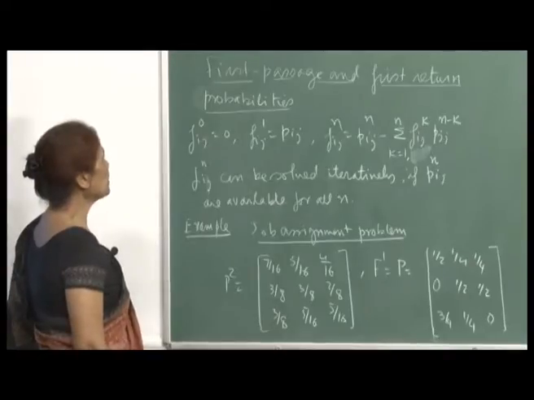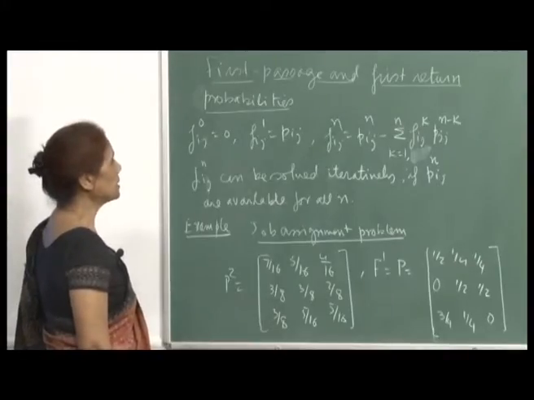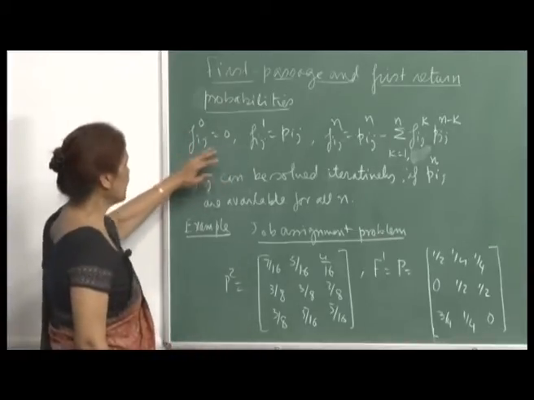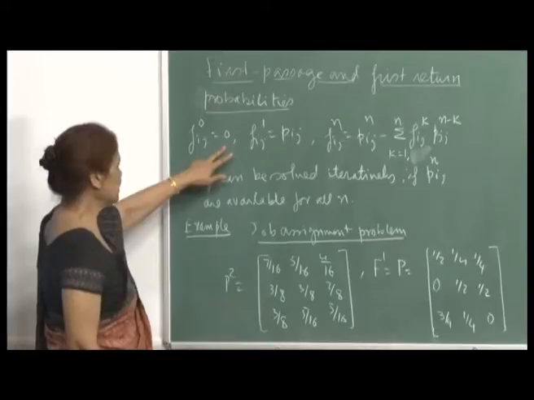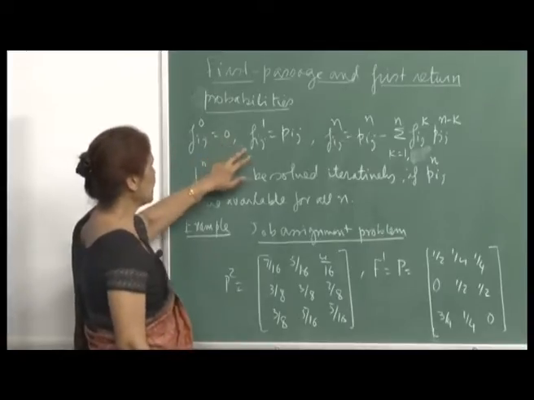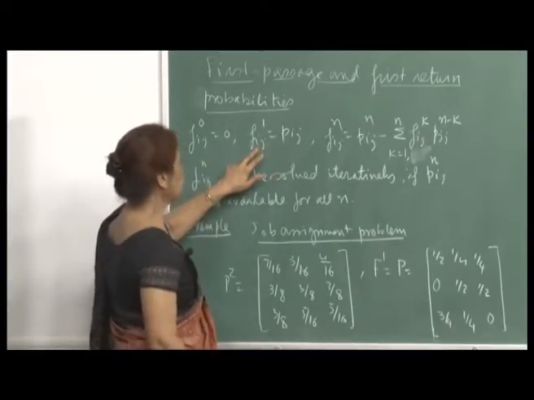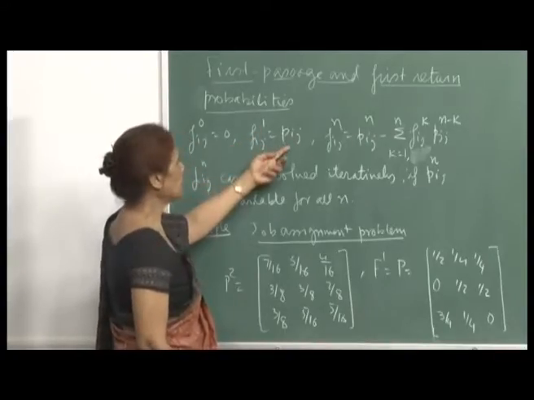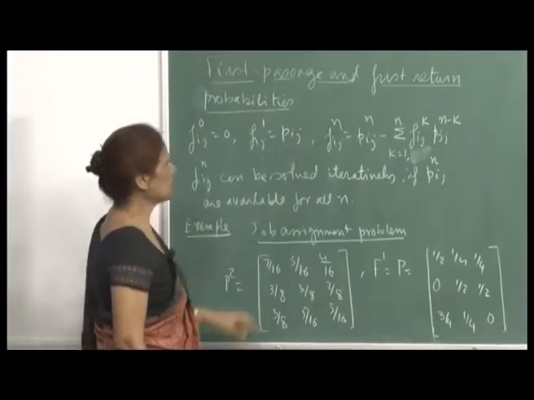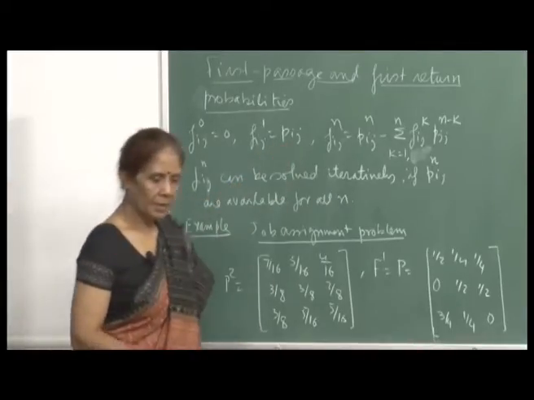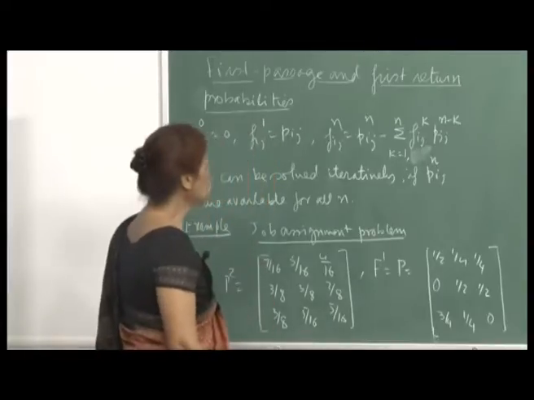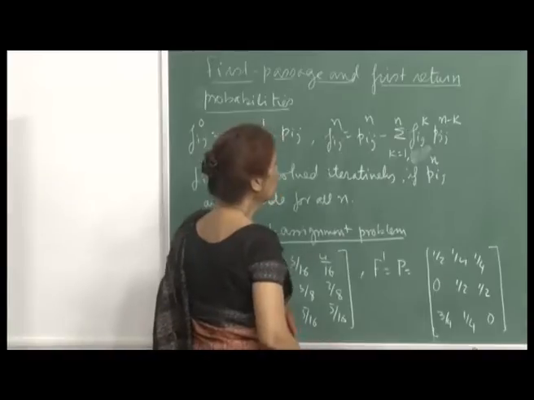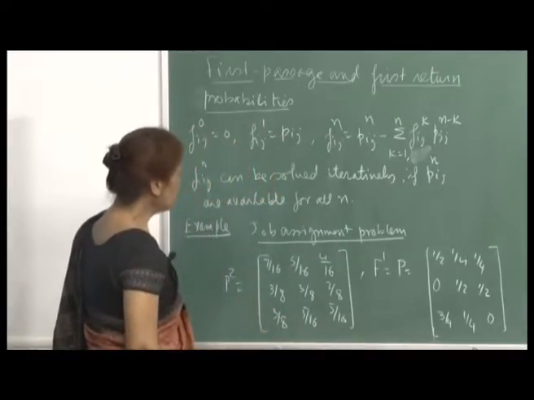Continuing our discussion with first passage and first return probabilities, how to compute them and so on. I just recall quickly that your Fij(0) will be 0, because there cannot be any transition in 0 time. Then Fij(1), that means the first time j is reached from i in one step, will simply be Pij. So the first step transition probabilities are also your first time transition probabilities, and then for Fij(n) we wrote down this formula through which we can recursively compute the Fij.